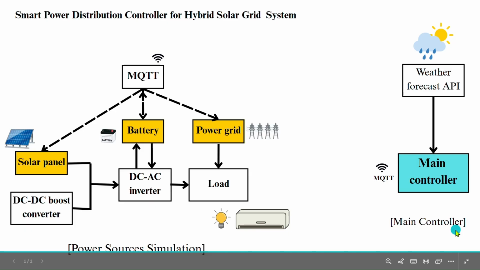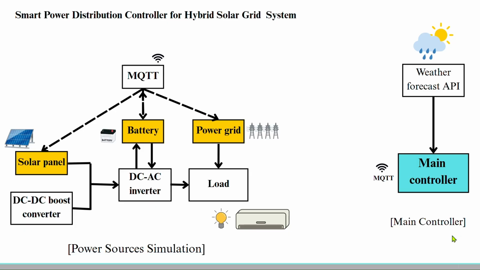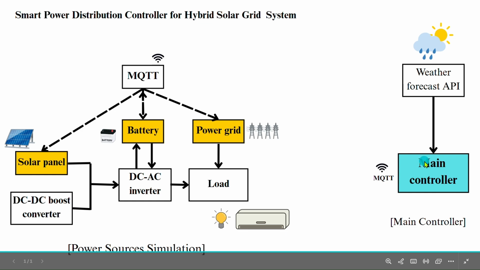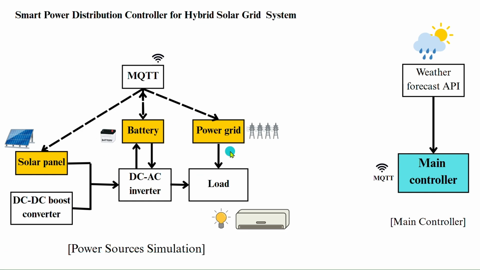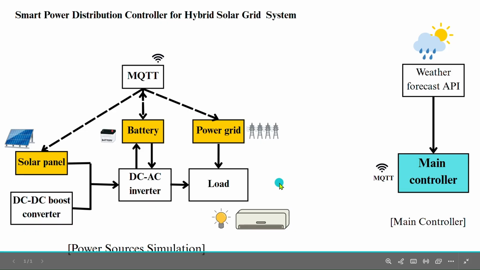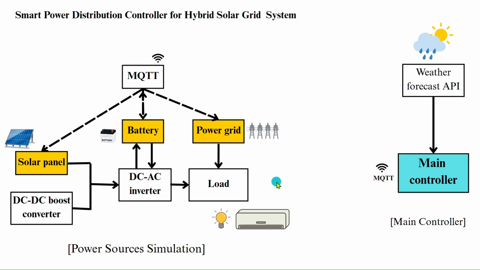Another one is the main controller part. It is built inside VS Code. The main controller will consider the weather condition and the power source status and make the decision, giving the command to the simulation to control which power source will contribute to the load. These two components use MQTT to communicate. Now I will show the current progress of our two components.